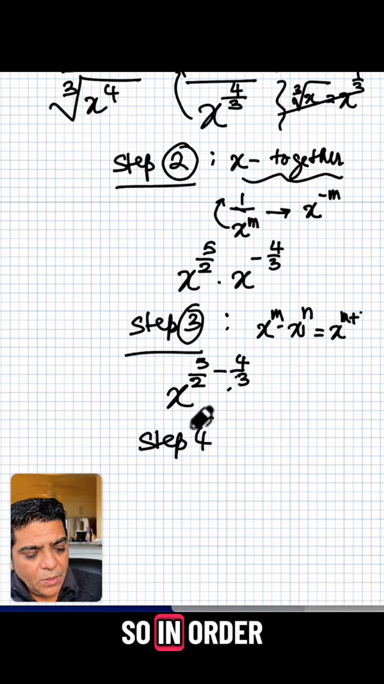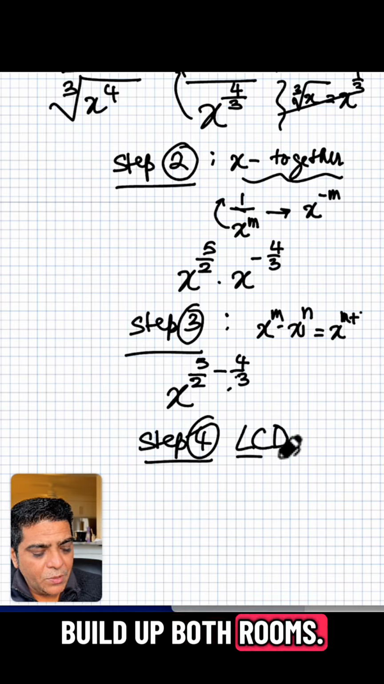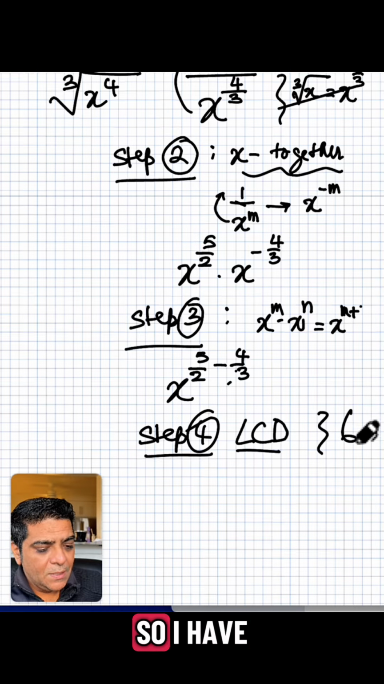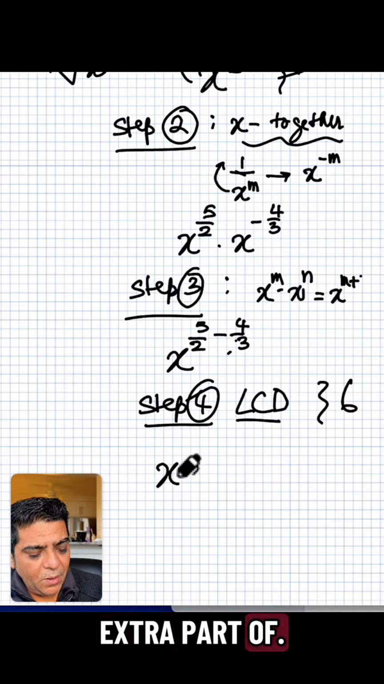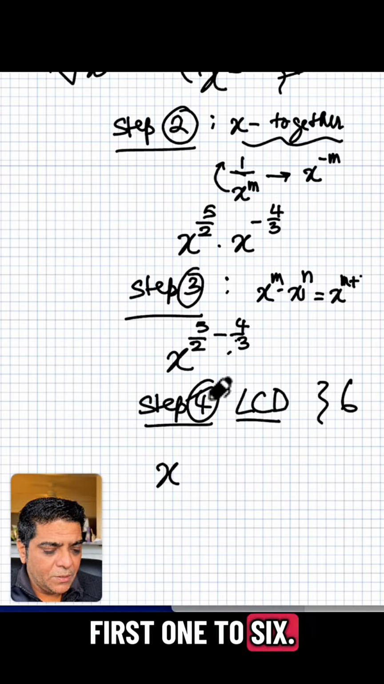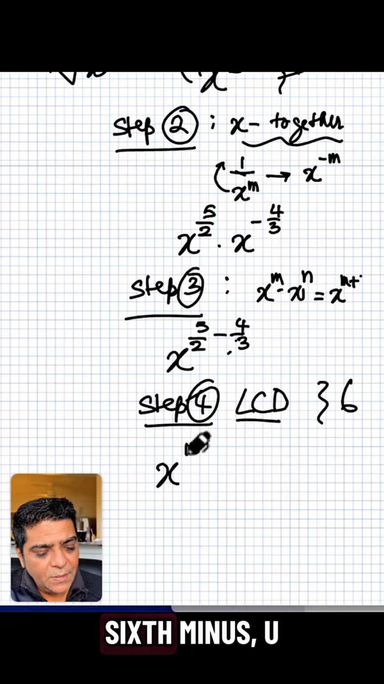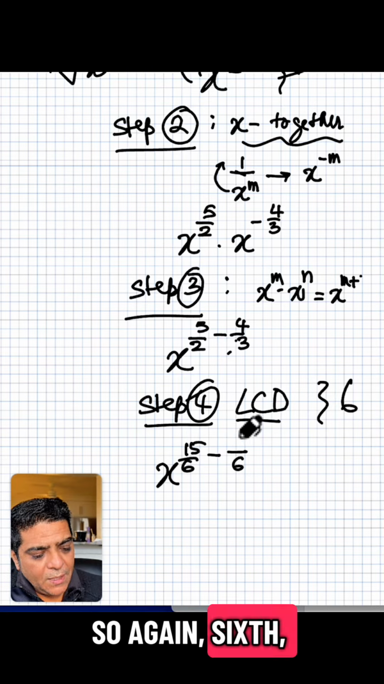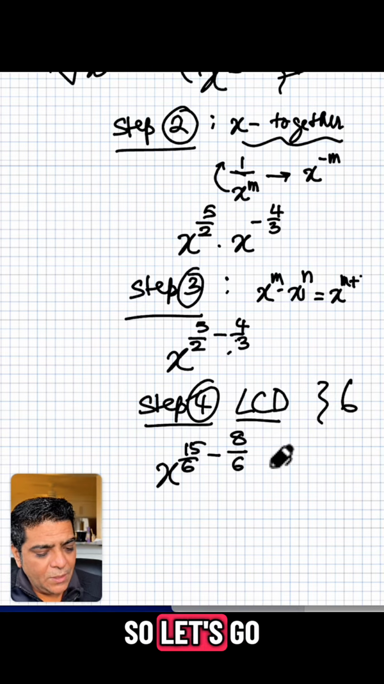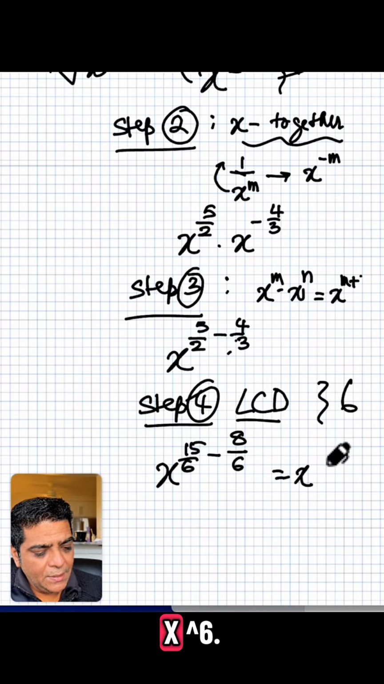Now the final step is we need to find the LCD. In order to do that, you can build up both terms. The LCD is going to be 6. So I have x to the power of, I need to build the first one to 6, so multiply by 3, so it's 15/6, minus, again sixths, it's going to be 8/6. Okay, so let's go ahead and combine this. Then this is going to be x to the power of, 6 in the denominator, 15 minus 8 is 7.